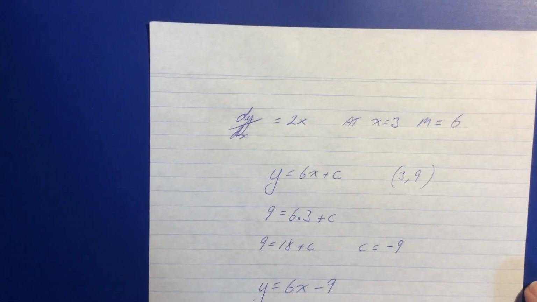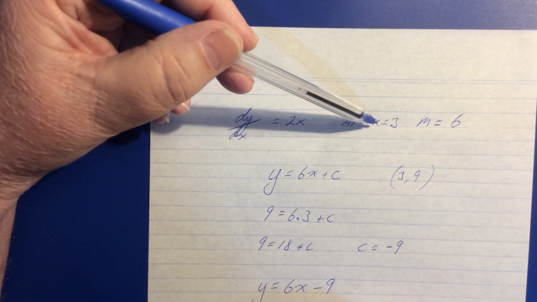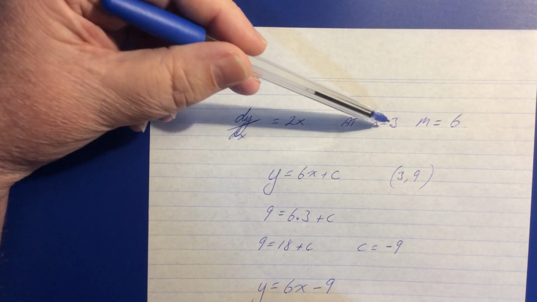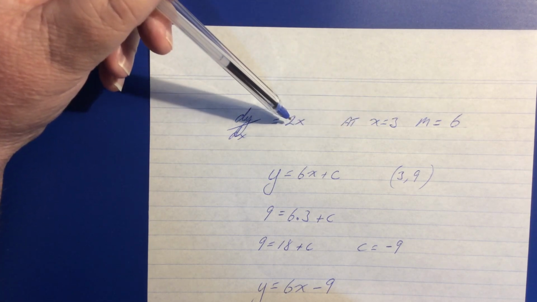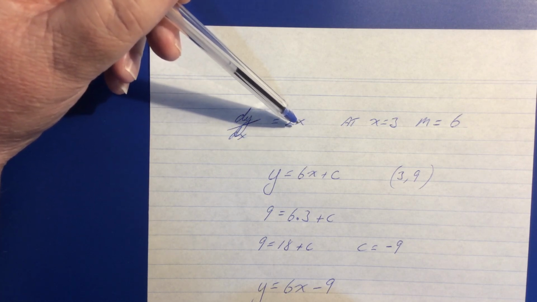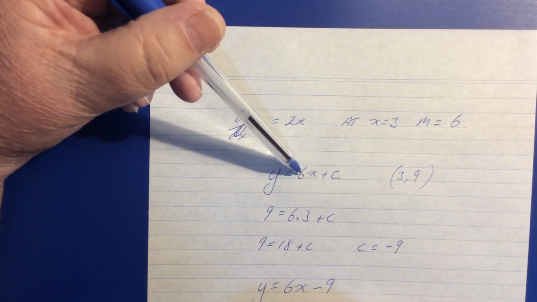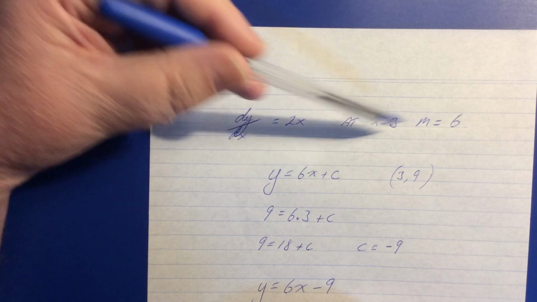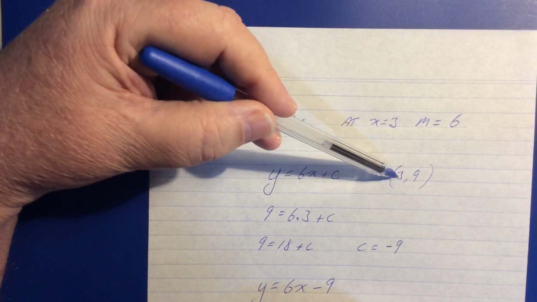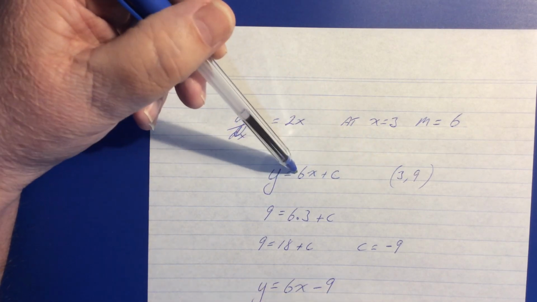Right, so just to recap, the derivative is 2x. So at x equals 3, the gradient is going to be 6. 2 times 3. That's how you find the gradient using a derivative. Now, what do we know? We know that the equation of the tangent is going to be y equals 6x, this gradient, plus c. And we have a point, some coordinates that we can substitute into this.